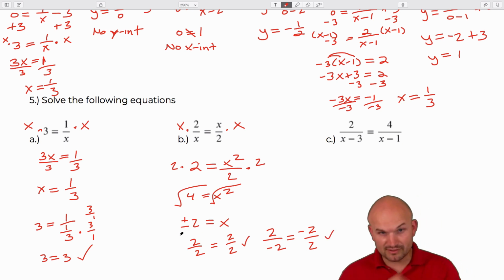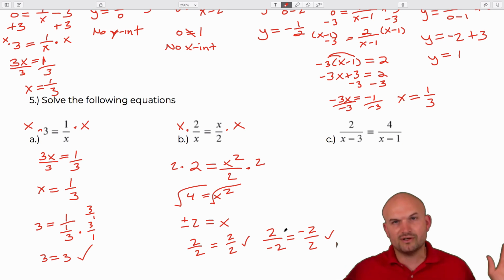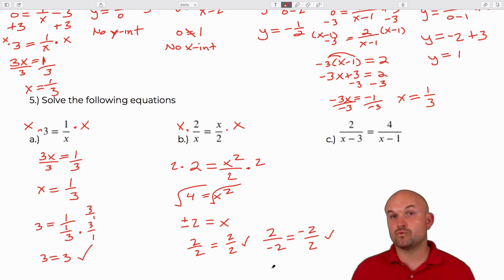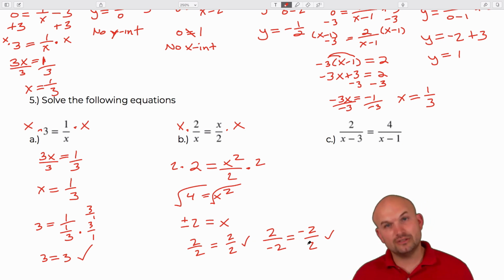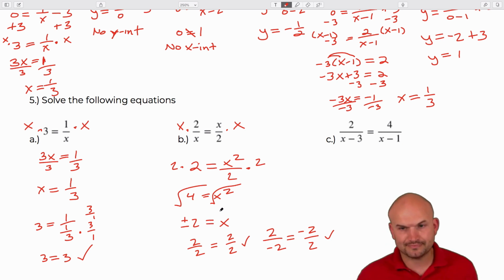So it's very important. If you don't take the plus or minus, you lose this solution, right? If you just said, oh, the square root of 4 is 2. It's also negative 2. You can see that both these solutions work. So on a test or a multiple choice, that would be a solution that you'd have to make sure you understood where it came from and that it's not extraneous, or that it's at least there.